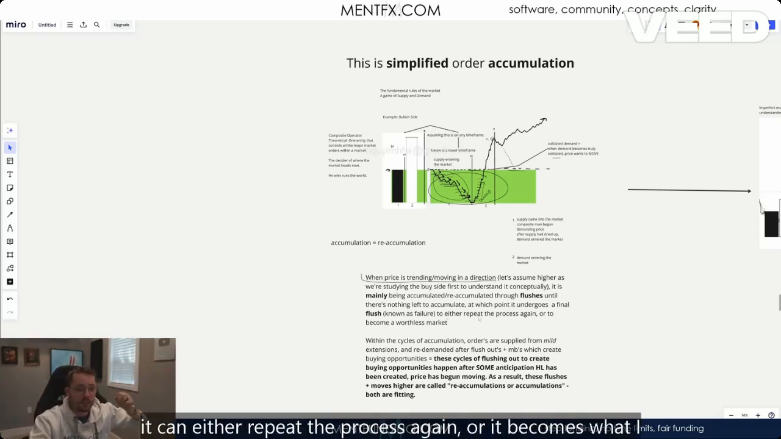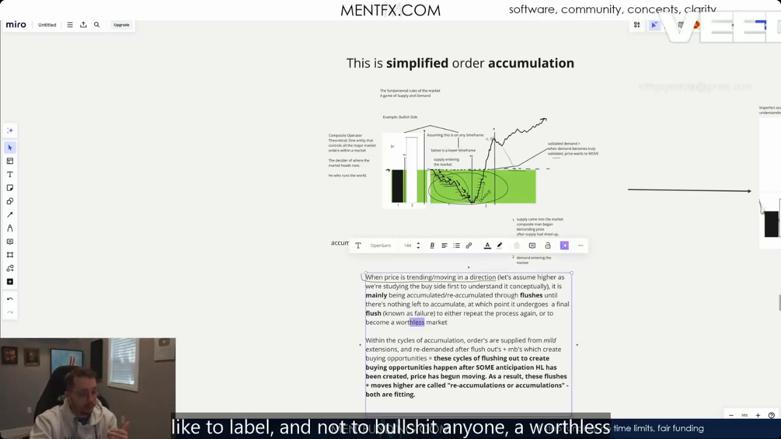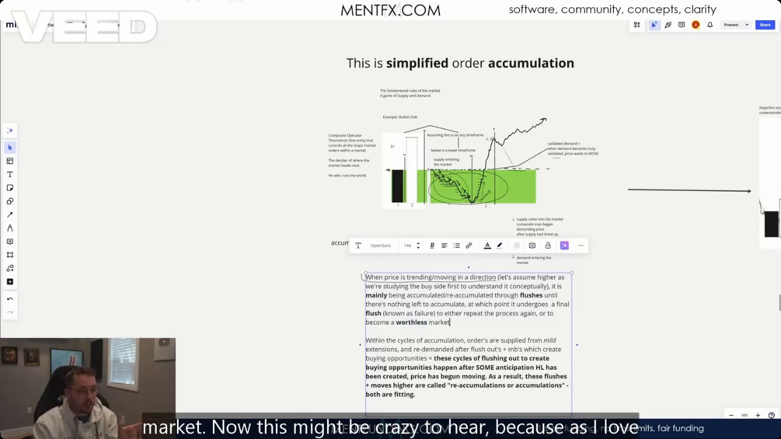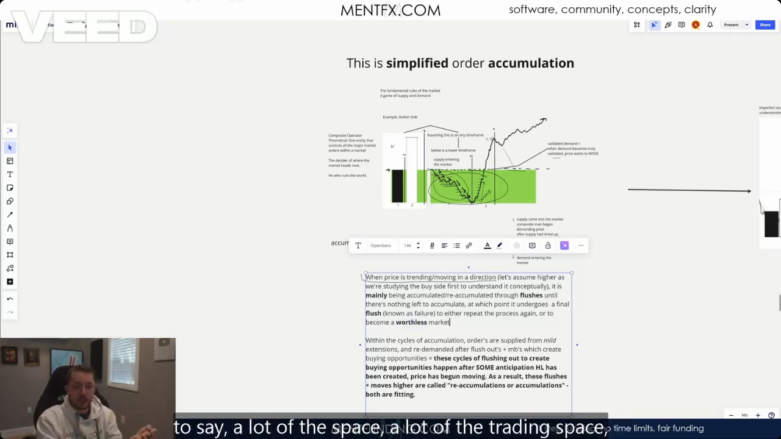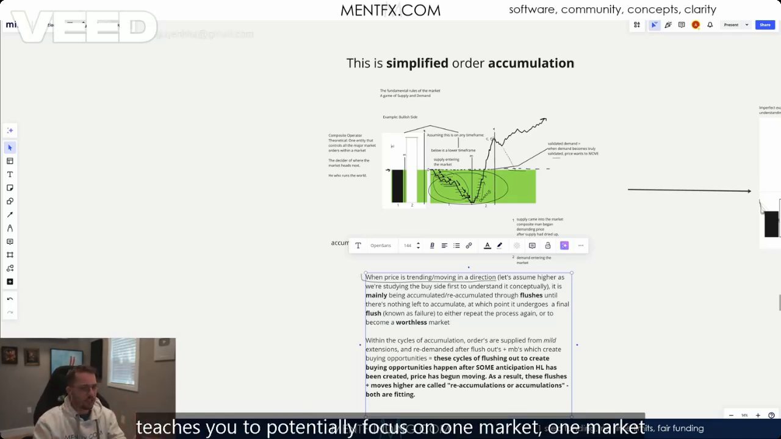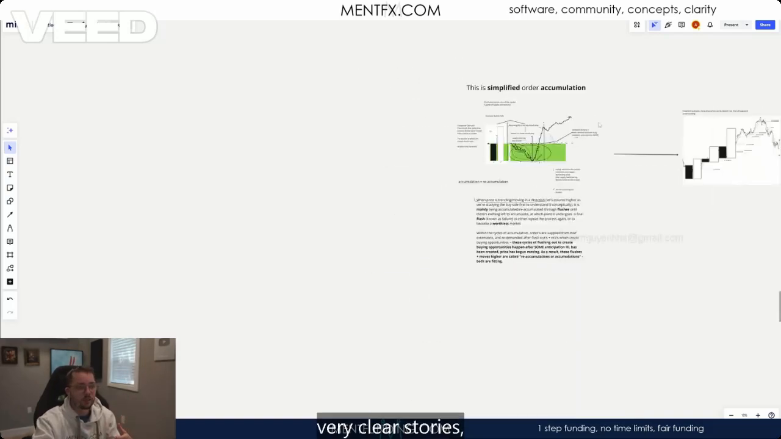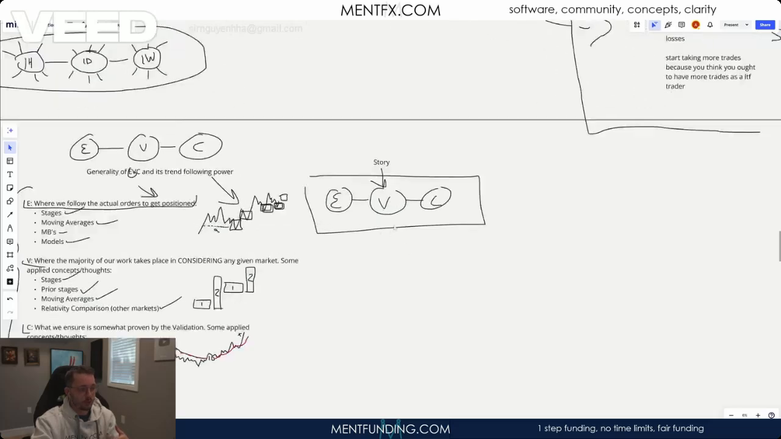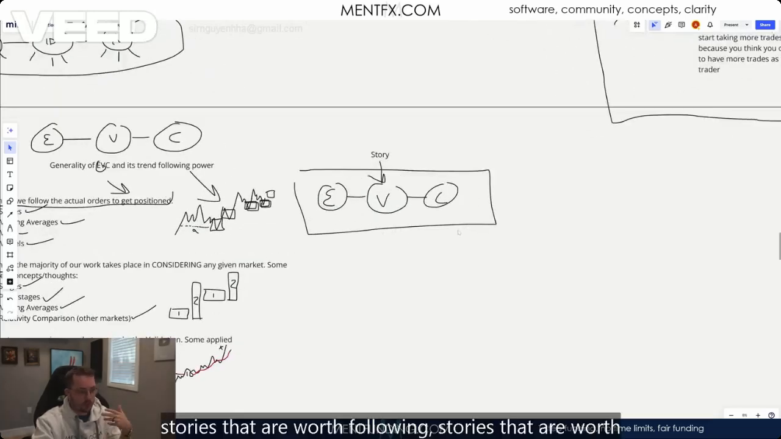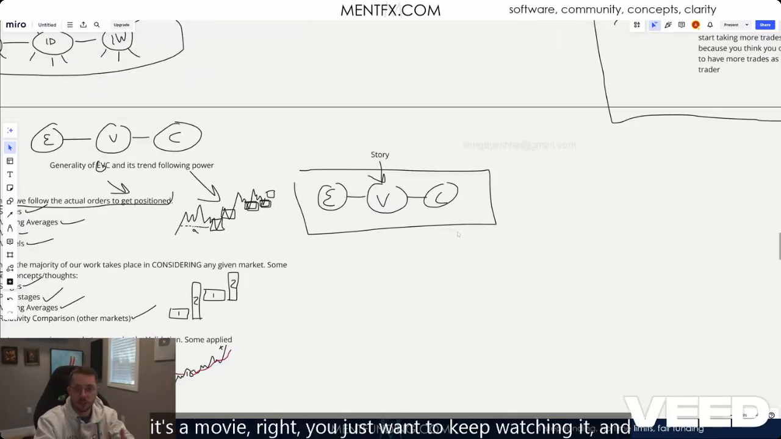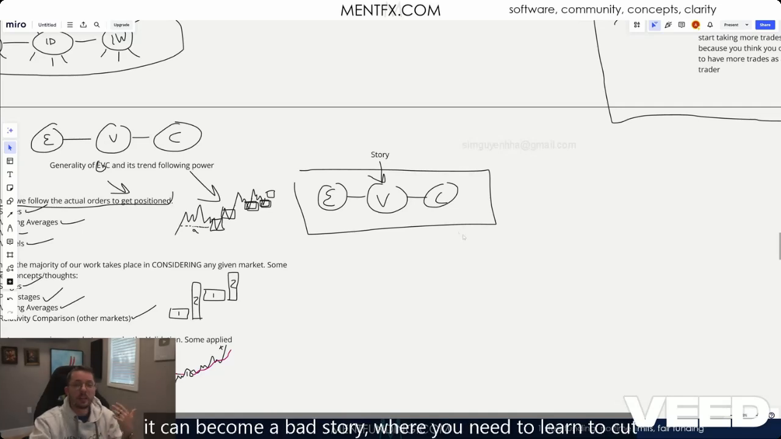So it can either repeat the process again, or it becomes what I like to label, and not to bullshit anyone, a worthless market. Now, this might be crazy to hear because, as I love to say, a lot of the trading space teaches you to potentially focus on one market only, and really trade it, make it your baby. This is complete bullshit, complete nonsense. Markets can become what I like to call worthless. They can go from being in very clear stories, stories that are worth following, stories that are worth trading, stories that are worth, let's say, investing in if it's a movie, right? You just want to keep watching it. And it can become a bad story where you need to learn to cut yourself off from it and walk away from it.